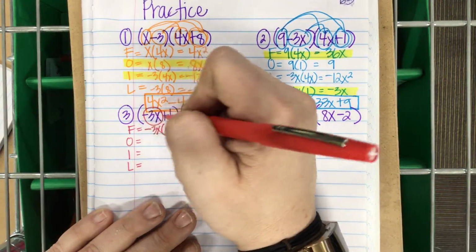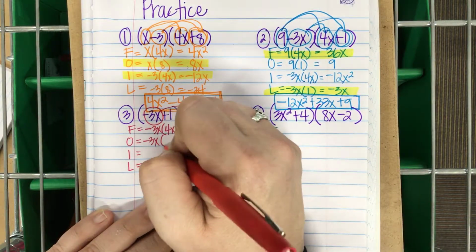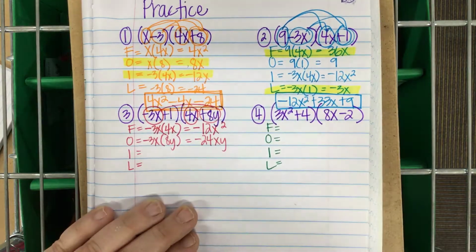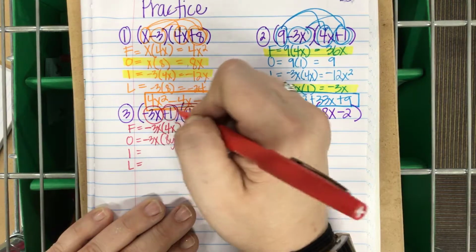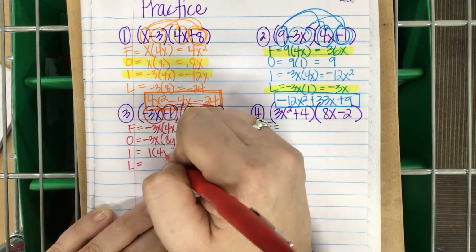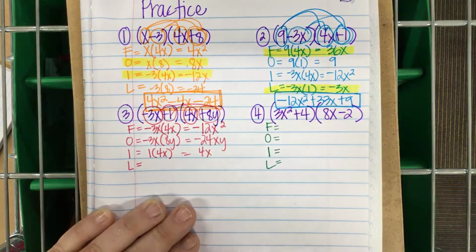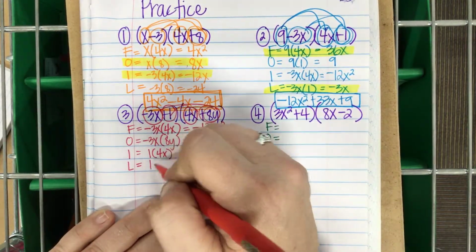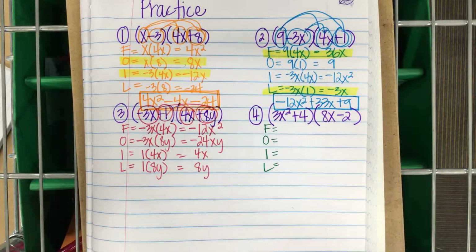Outside, negative 3x times 8y. Negative 24xy. Perfect. Now I switch to my second term in the first binomial. 1 times 4x. 1 times 4x is 4x. And last, 1 times 8y is 8y. I'm going to stop.